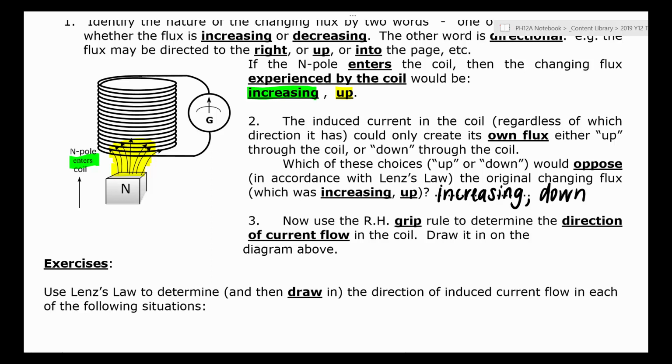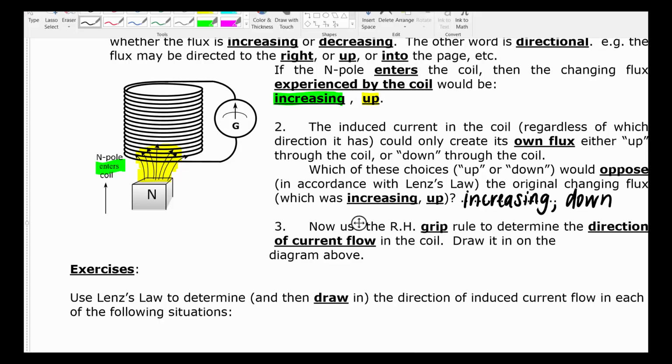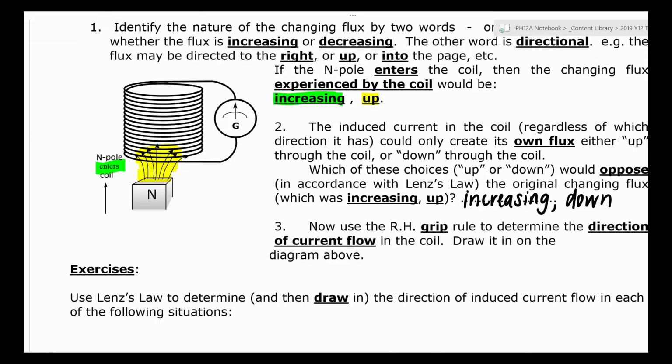So if the field lines are going in opposite directions, they might cancel. And if it's increasing down, then what you should do is illustrate what this looks like. So I'm going to do this in a blue colored pen. That means that the field lines coming out of the solenoid need to look like this.